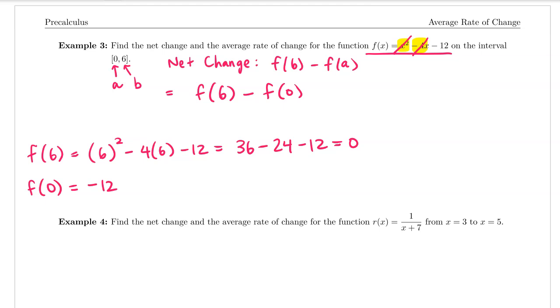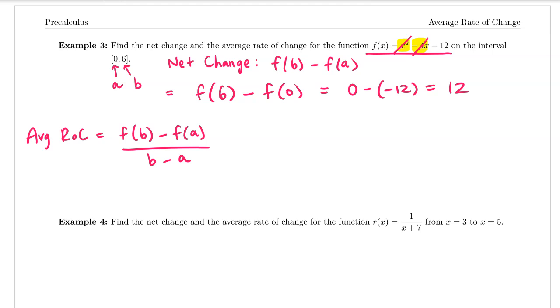So there we have our two values. So f of 6 is 0, and then we're subtracting off negative 12, and that is going to give us a value of positive 12. All right, now let's calculate the average rate of change, since we found that the net change was 12. And I've gone ahead and I've written the formula.